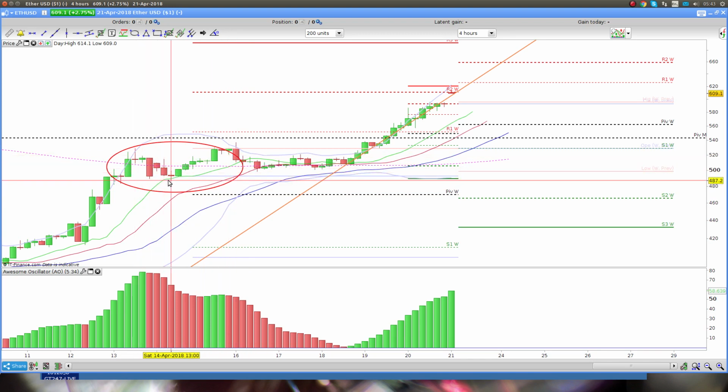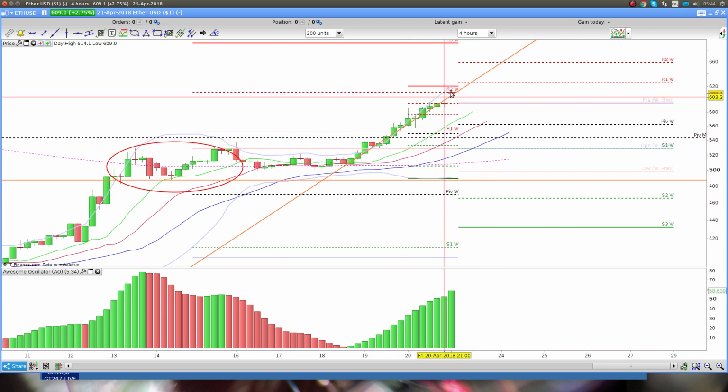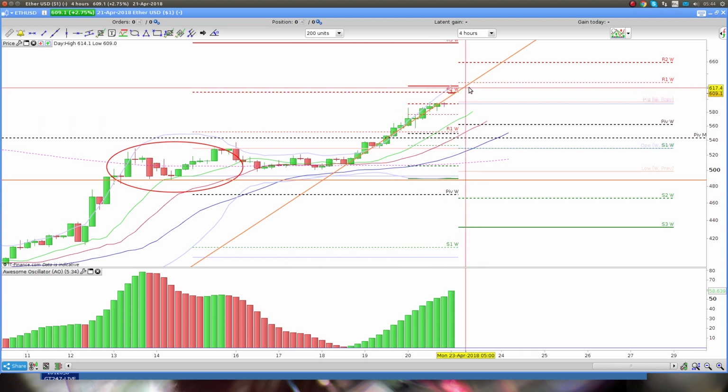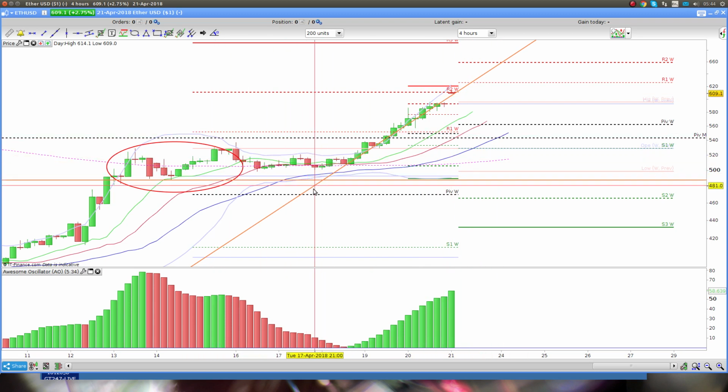If you break below here, if we put a line in there, so if you break below that swing low there, you'll see how you drop below the blue line of the alligator. So that would be an indication that a retracement's coming and it's moving to the downside. But at this stage, there's no reason to get out of this if you're in. I wouldn't get in long at this area. I would wait for a better position, so a pullback or a consolidation.